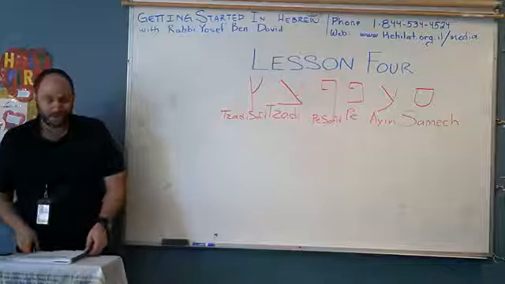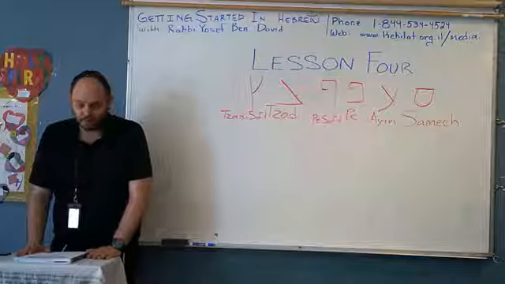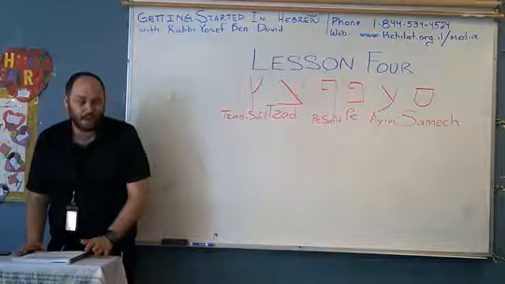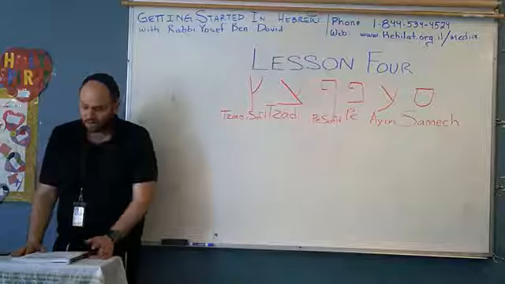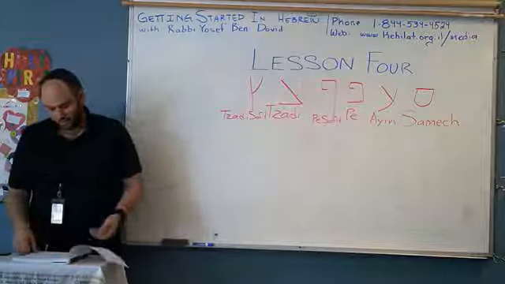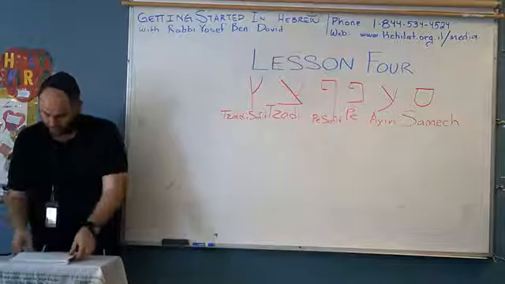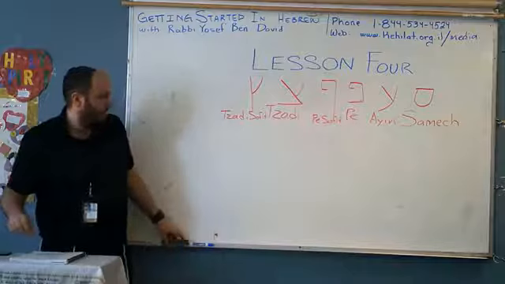Okay, welcome to Getting Started in Hebrew class. We are on lesson 4 today. Today we will be learning the Samech, the Ayin, the Pei Sofit, the Zadi, and the Zadi Sofit. So, the Pei Sofit and the Zadi Sofit are final letters. Alright, so today, let's turn to page 65, and we will learn our first letter.